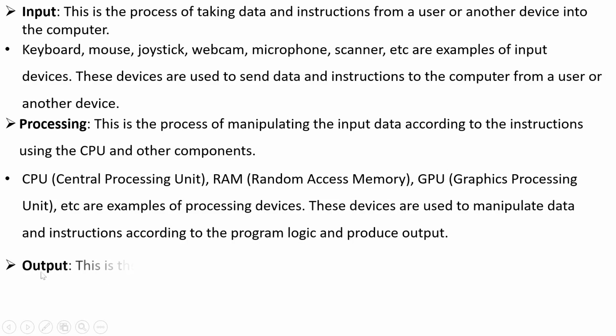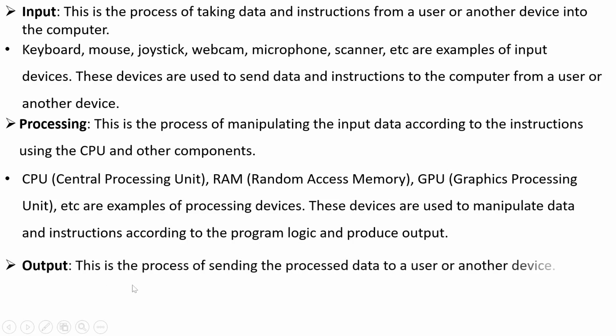Then output, what is this? We are saying this is the process of sending the processed data to a user or another device. Once data has been processed, it has now to be sent to the user, so that the user can know that data has now been processed. If you do 4 times 3 equals, then the answer should be 12. So the computer should display that information on the screen. The process of displaying that information on the screen is what we call output. So output is the process of sending the processed data to a user or another device.